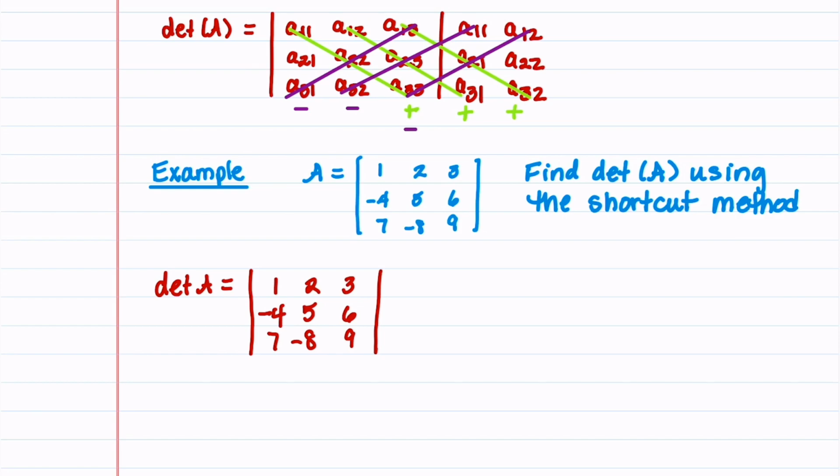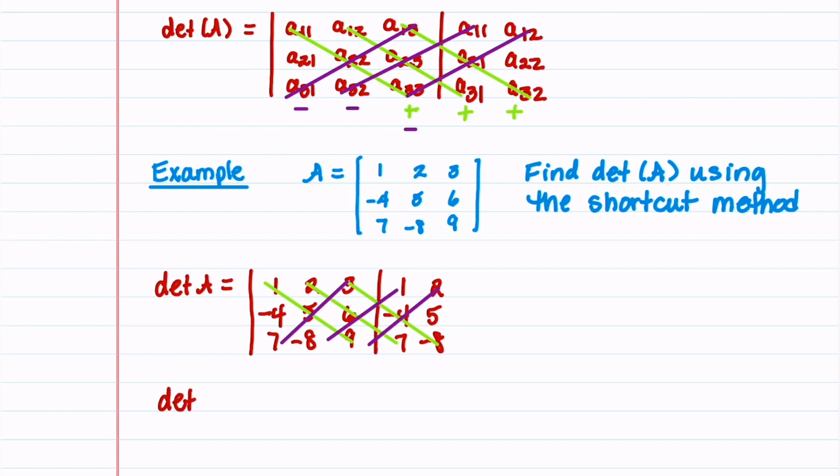Now we're going to write down the first column and the second column to the right. So our first column is 1, minus 4, 7. Our next column is 2, 5, minus 8. And we're good to go. Let's go ahead and put in our diagonals. Put in those lines. And let's go ahead and put in our off diagonals, and then hopefully we can still read the numbers.